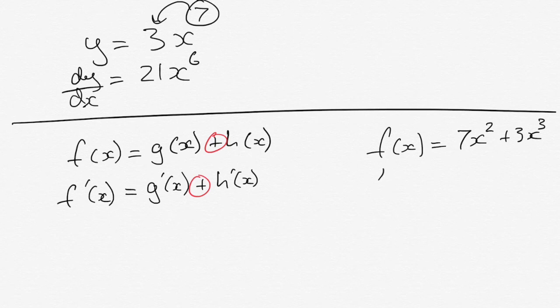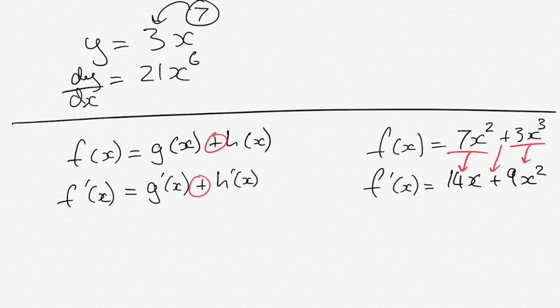So in this case, if f of x is that function I've given there, then f dash x is going to be equal to 14x plus 9x squared. I've just found the derivative of each term separately, found the derivative of that one, put it there, found the derivative of that one, put it there, joined them with a plus because that was what there was there before.